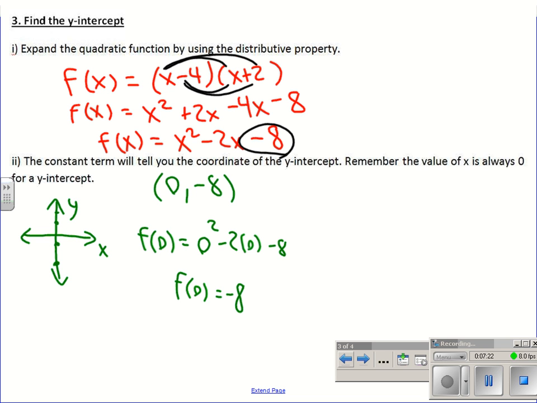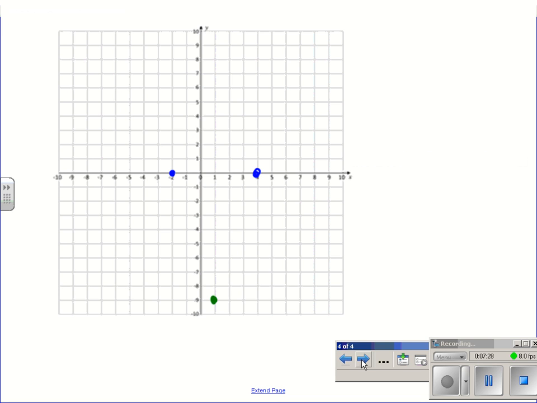So now we plot that point, (0, negative 8), which is right here. And we have the 4 key points, the 2 x-intercepts, the y-intercept, and the minimum that we need to make our graph. So all we're doing now is just filling in the quadratic shape.